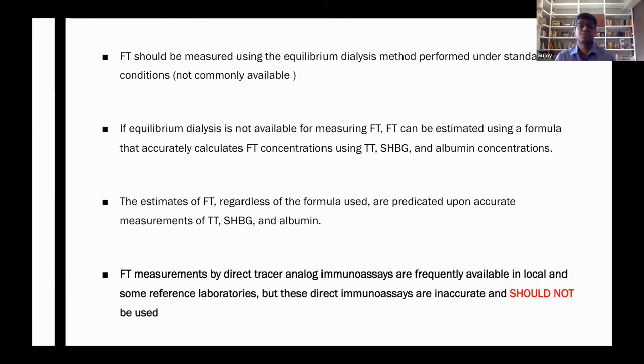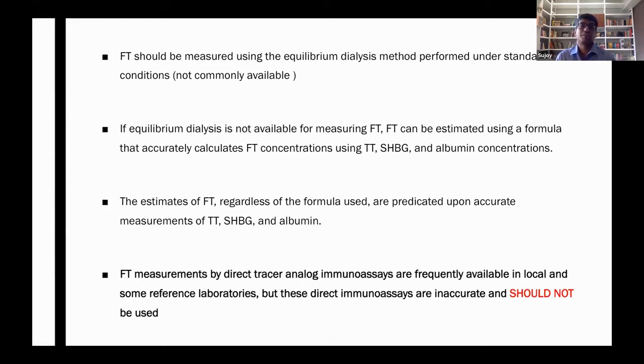So free testosterone, if you're actually measuring it, should be measured using an equilibrium dialysis method. Again, that's something which is not available. So if equilibrium dialysis is not available for measuring free testosterone, it can be derived using formulas. Again, that has its own limitations. I'll talk about that in the next slide. The estimates of free testosterone, regardless of formula used, are predicated upon accurate measurements of total testosterone, SHBG, and albumin.